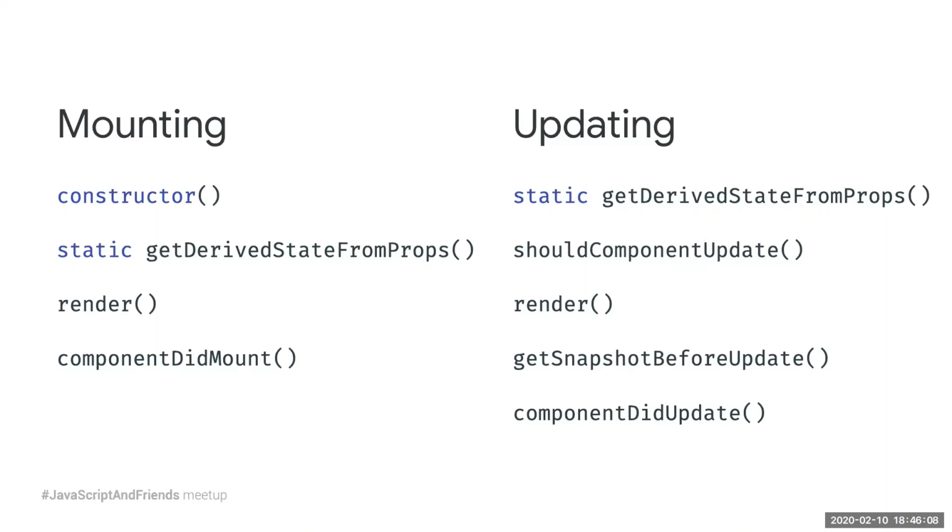So the first thing that gets called is the constructor, and then there are static methods as well. Because server side rendering is also there, every component has some static methods available which you can call on the server side to get specific information or send information back to the component itself. And then render, and then finally componentDidMount. So this is what happens in the mounting process.